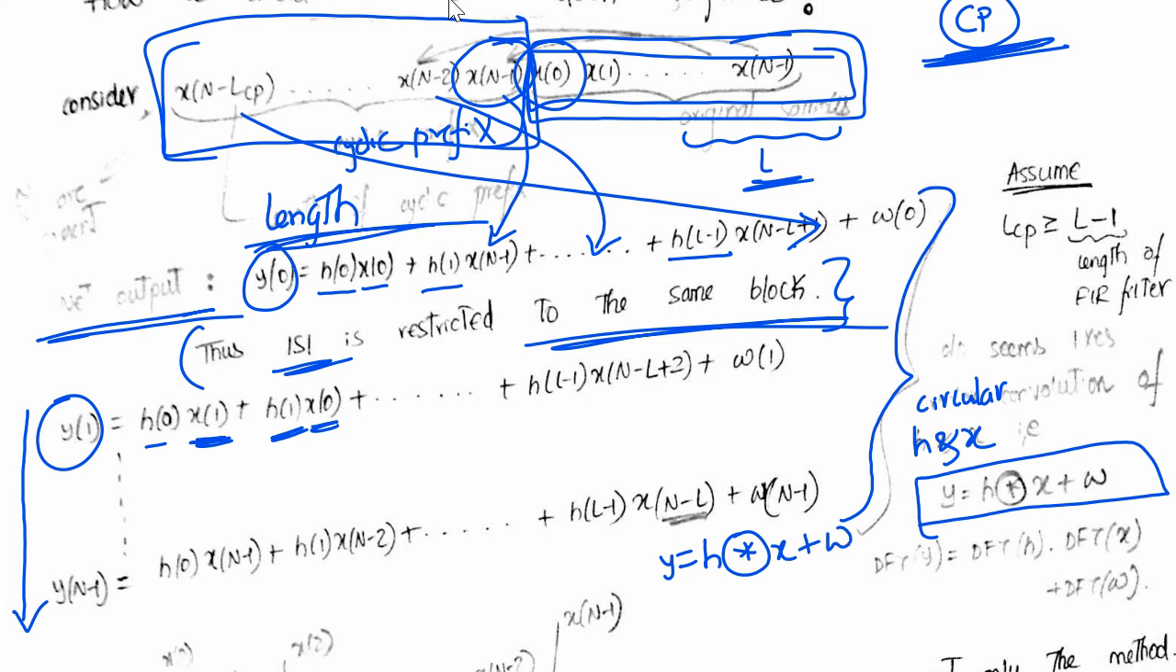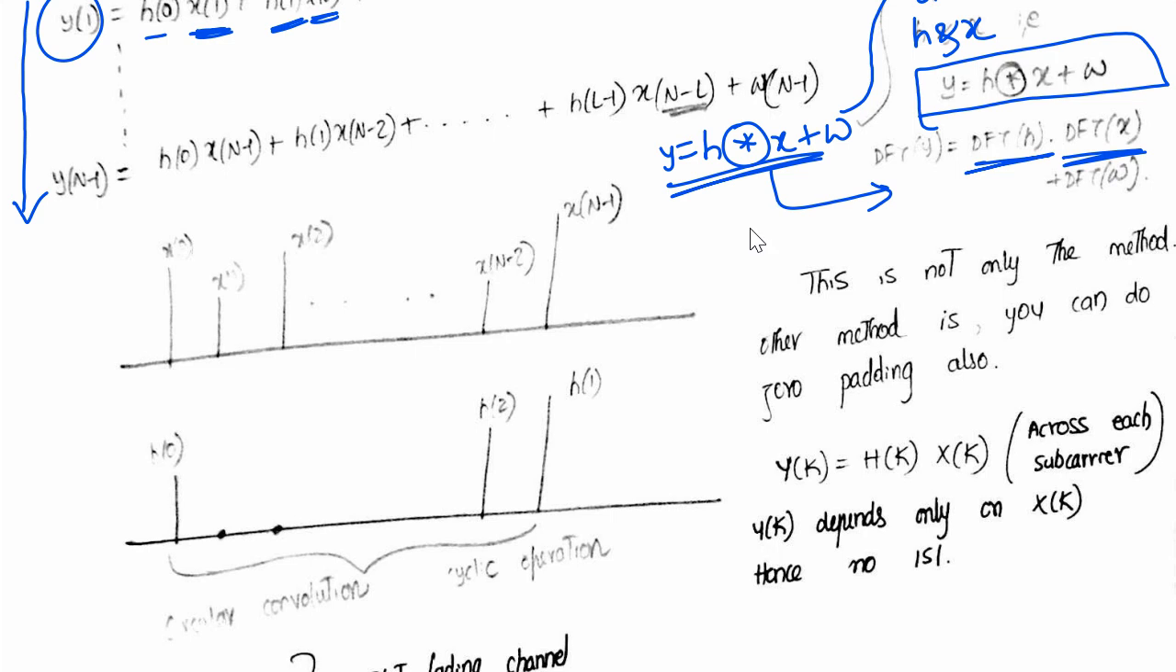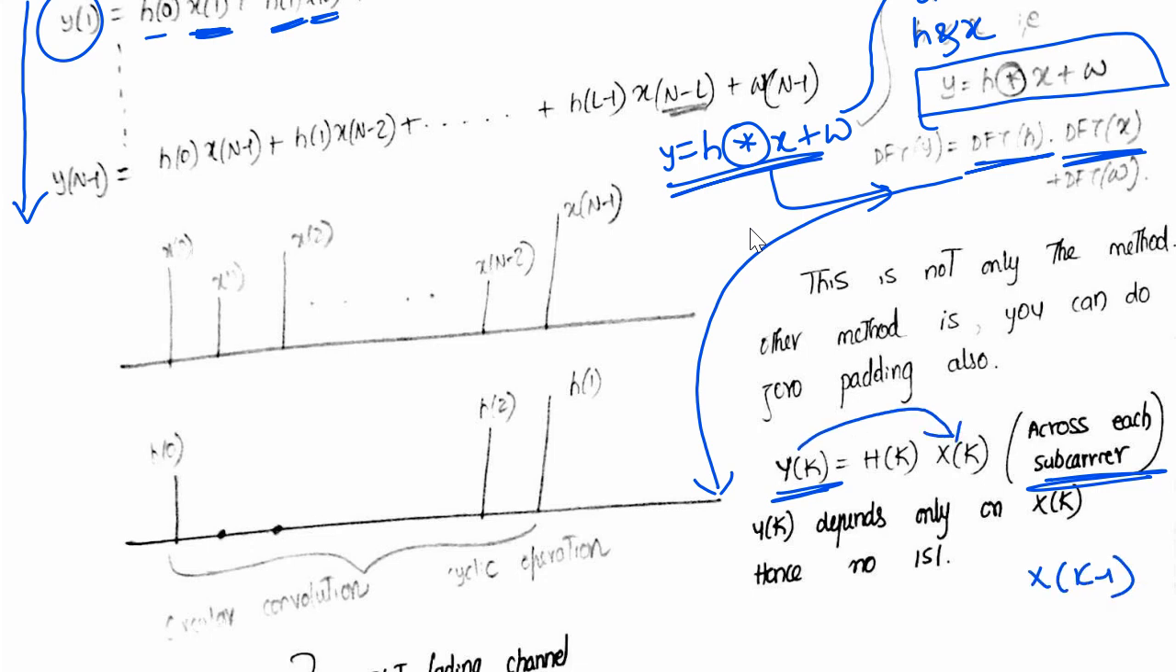plus w. The moment you perform the DFT on this, the circular convolution becomes multiplication of the DFT of h and the DFT of x. This is a property. So with this operation across each subcarrier, you will see that y of k depends only on x of k. It doesn't depend on x of k minus 1 or any of the previous symbols. So what can we say? There is no ISI.